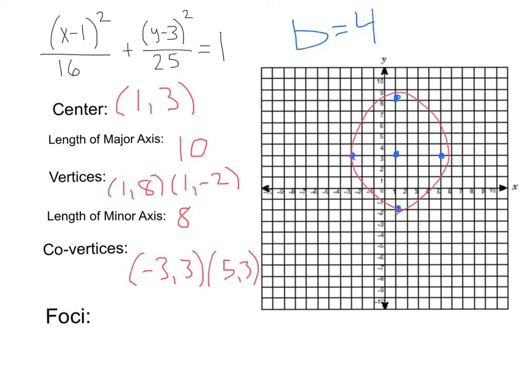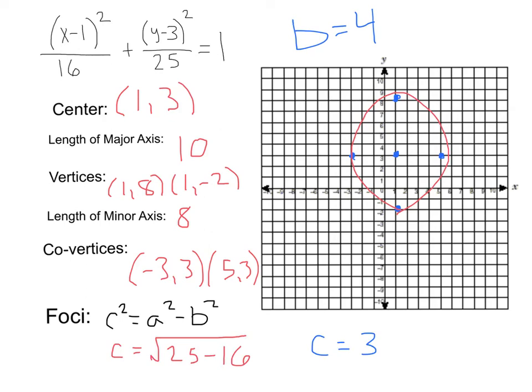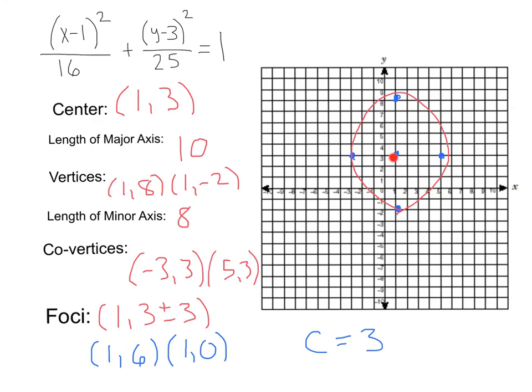Let's not forget about our foci. We get c squared equals a squared minus b squared, or the square root of the big number minus the small number. 25 minus 16 equals the square root of 9, and a c value of 3. This time, since our major axis is in the vertical direction, we want to add that c value to our y coordinate, which is 3. The x coordinate stays the same: (1, 3 plus or minus our c value of 3). We get foci of (1, 6) and (1, 0). And we've got a beautiful ellipse.